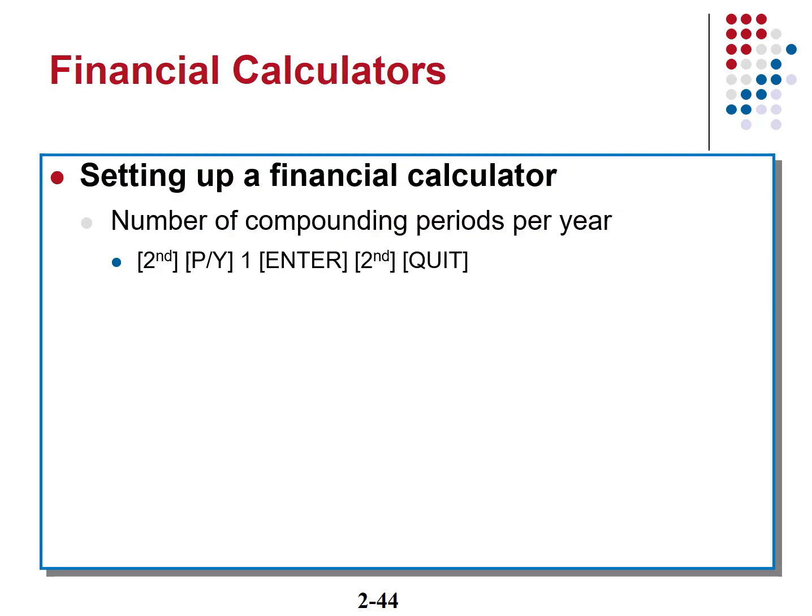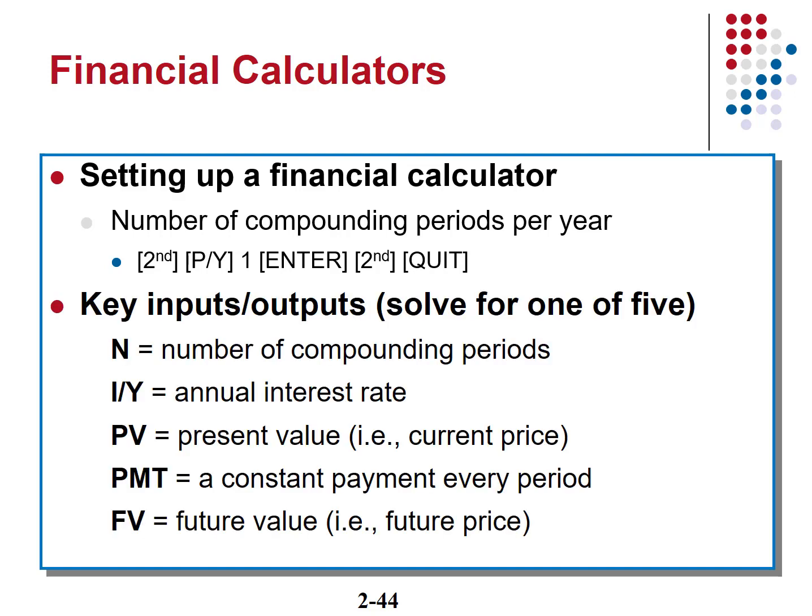Setting up your financial calculator. All of this is going to relate to the TI Business Analyst II. The newer versions already have periods per year set to 1, but it wouldn't hurt to check and be sure that yours is. The key inputs, the 5 TVM keys. Enter any 4, solve for the 5th.